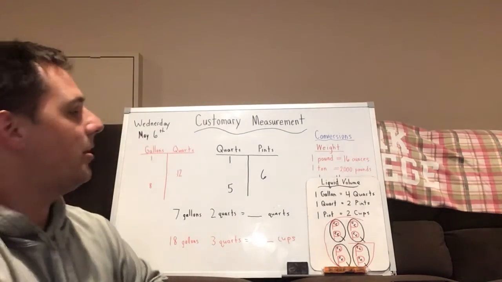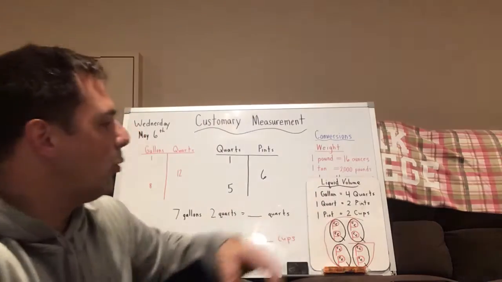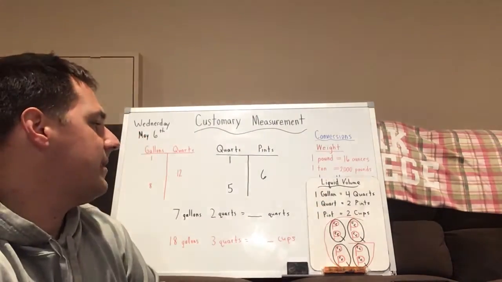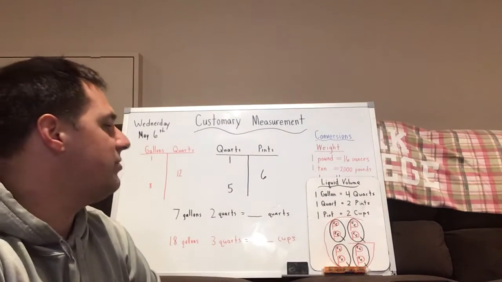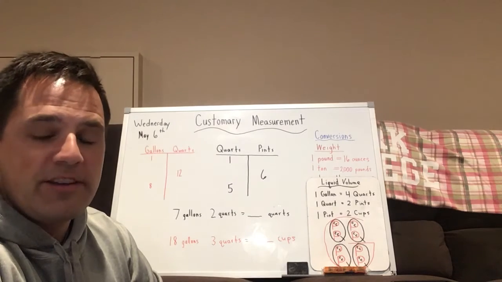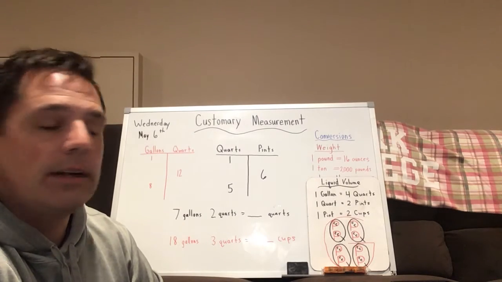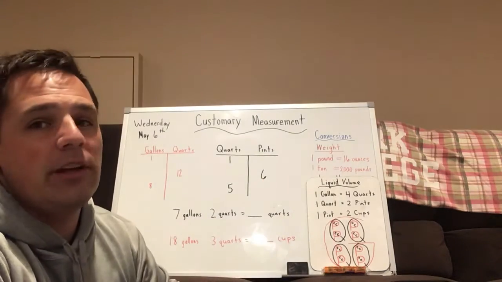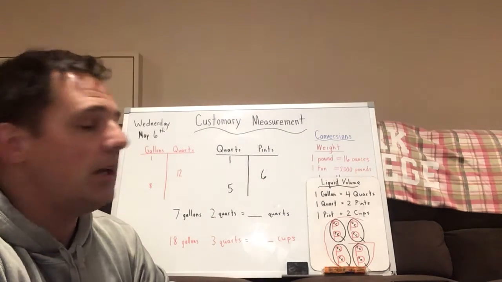But today we have to know that 1 gallon is equal to 4 quarts, 1 quart is equal to 2 pints, and 1 pint is equal to 2 cups. And if you were able to print that sheet out from yesterday, awesome. If you weren't able to, again, you may want to write those conversions down on a piece of paper because you're going to be using those for about the next week.